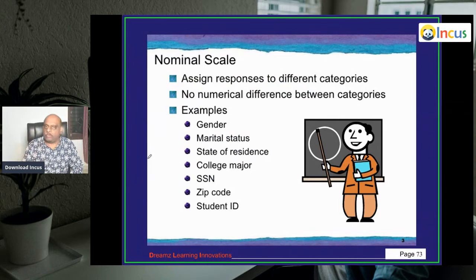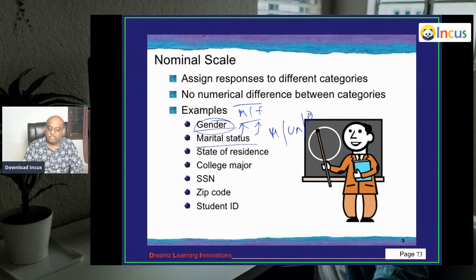Nominal scale is quality. For example, gender, male, female. Can you say 10 males is equal to 1 female or 5 females is equal to 1 male? No. Marital status, married, unmarried, divorced. Similarly, state of residence, zip code, student ID, they're all examples of categories, categorical. So that is nominal scale.